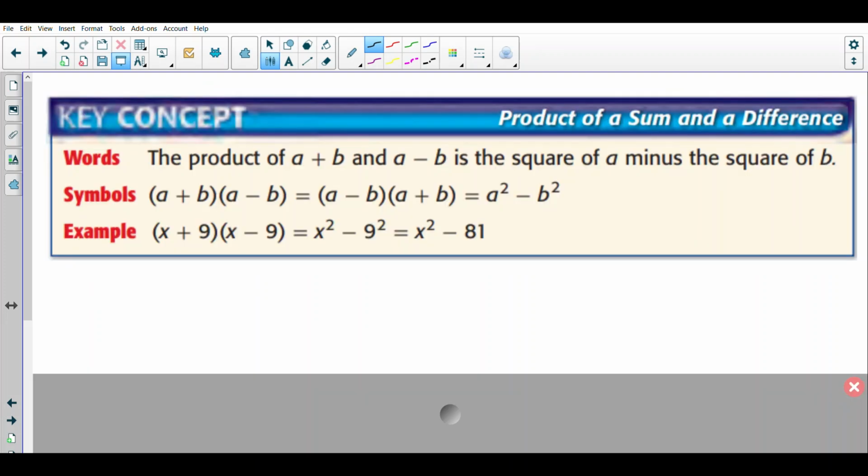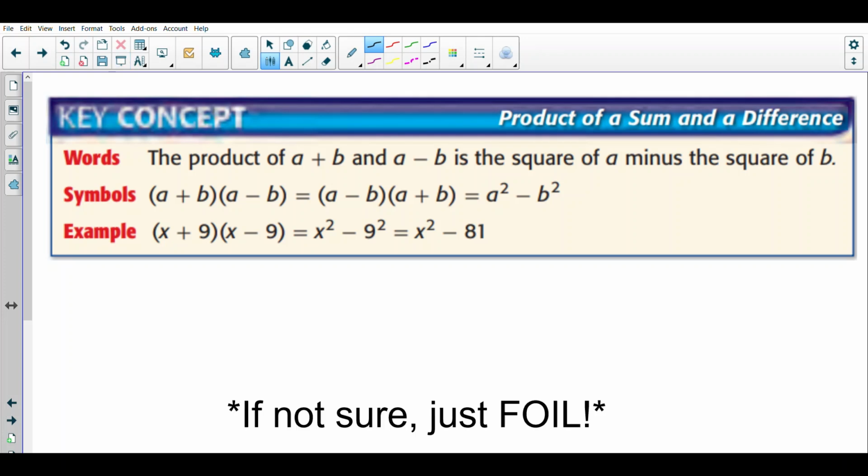Next one is the product of a sum and a difference. This one is really neat. If you have a plus b times a minus b, the middle terms just cancel out every time. So it really becomes the square of the first minus the square of the second one. It's really slick once you learn it. And again, if you're not sure, just FOIL. That is fine, but shortcuts are always nice when we're trying to speed things up.